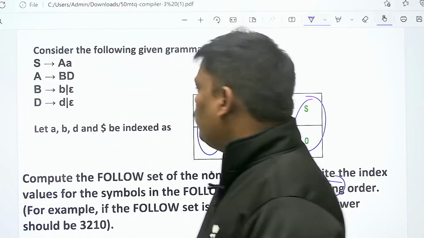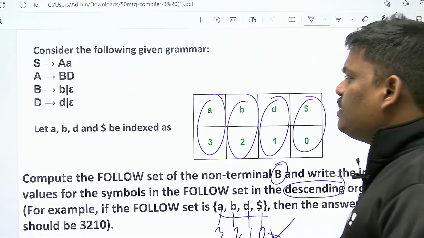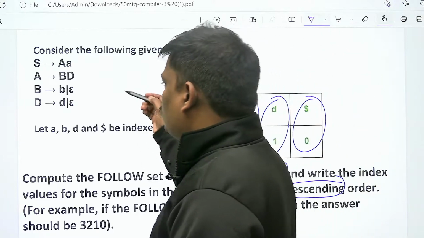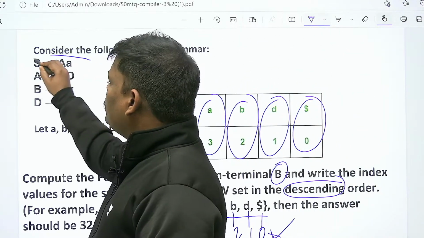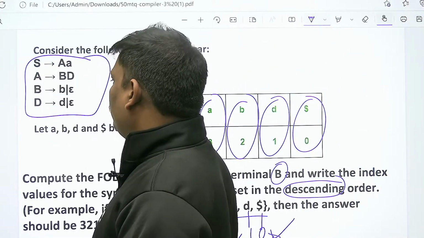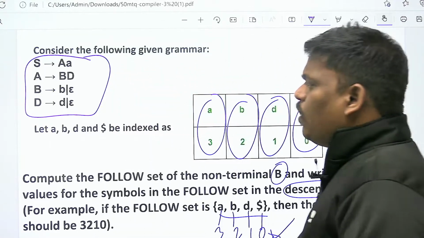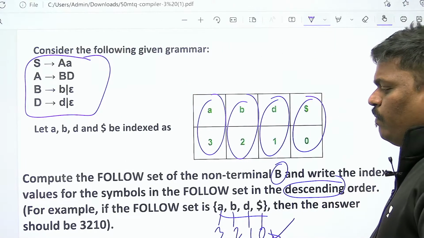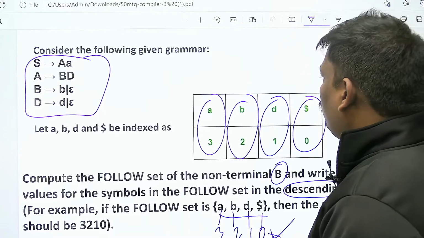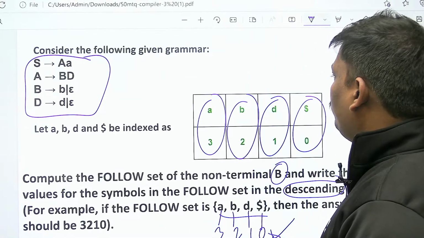Now listen. In this grammar, what is the follow of B? If anyone knows what is the follow of B, can you help me now?